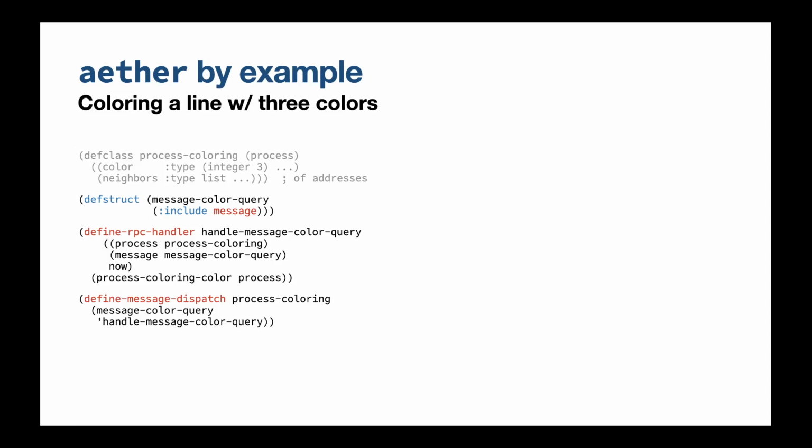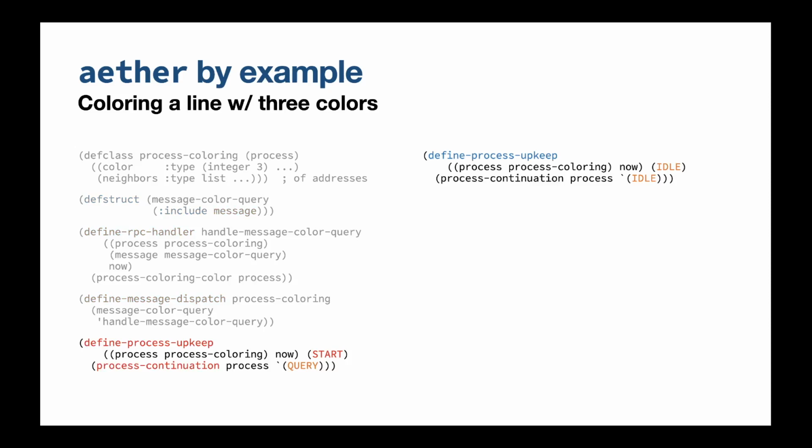So Aether again provides one of these base classes called a message that we'll subclass to build a message color query. We'll also define a handler so that when a coloring process receives one of these color query messages, it looks up its color slot and replies with that value. And then we'll also link these two together. So we define this dispatch table so that when a coloring process receives a message of color query type, it invokes this handler that we defined in the previous form.